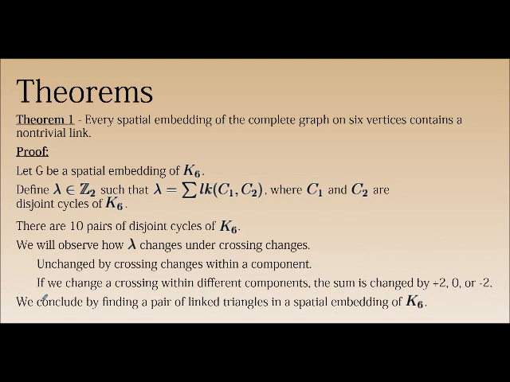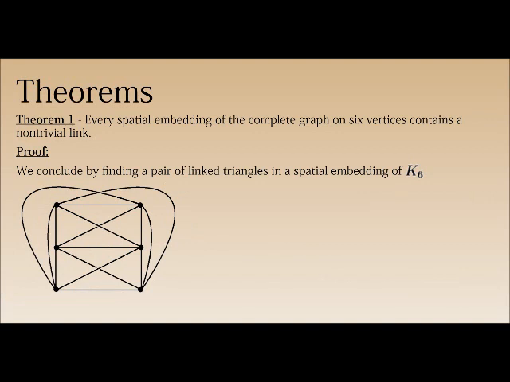And what that tells us is that if we can find a pair of linked triangles in K sub 6, then we know that in every embedding of K sub 6, there's going to be a pair of linked triangles. So we're going to start with this one. We're going to start with this spatial embedding of K6.